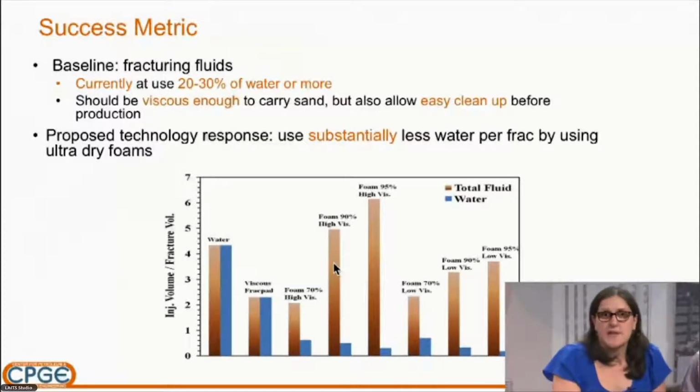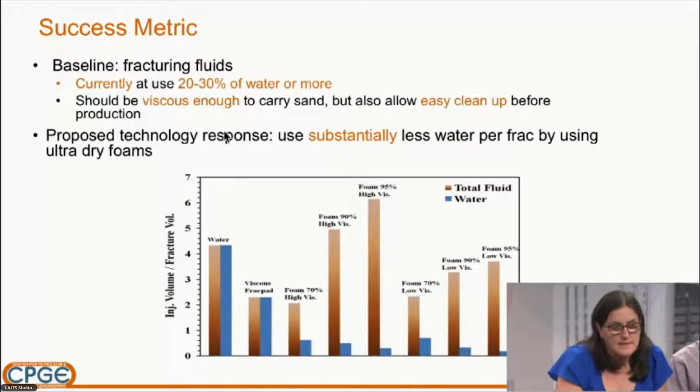So our success metric here is to improve on the current situation that is basically you either use water or you use at least 20 to 30% of water in a fracturing fluid. So we would like to reduce that.